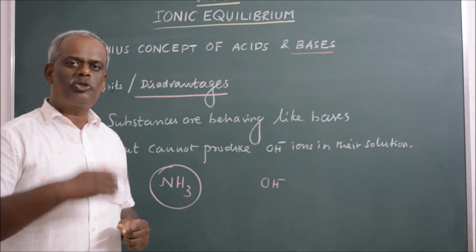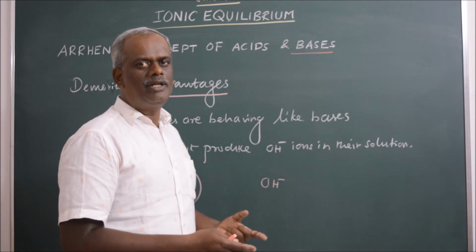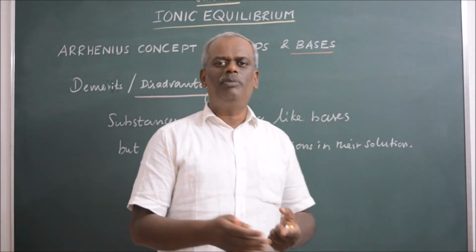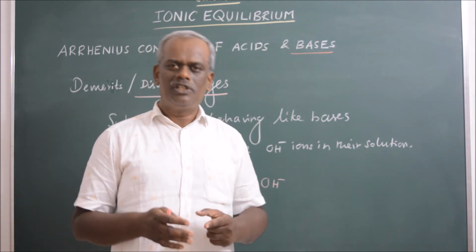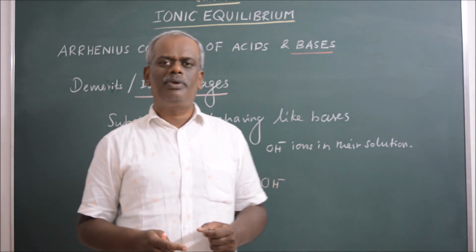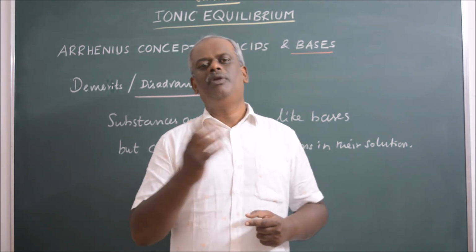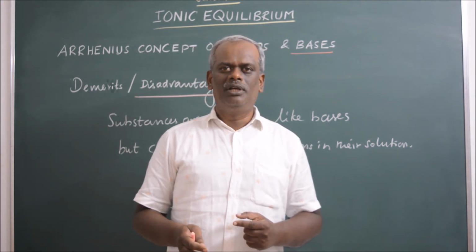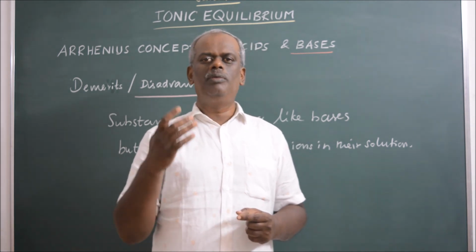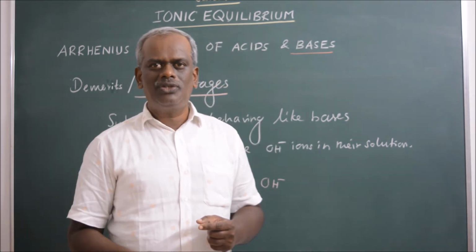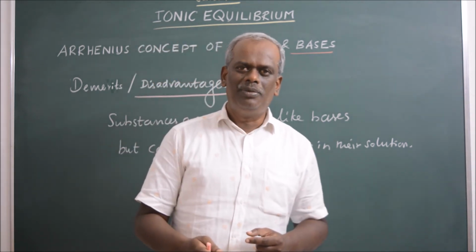So in order to explain such kinds of acids and bases, another concept is required. That might be fulfilled by some other concepts about acids and bases. Just for example, the Lowry-Bronsted concept, and that will be followed by the Lewis concept. So in our next classes, we are going to deal with the Lowry-Bronsted concept of acid and base as well as the Lewis concept of acid and base. Okay.